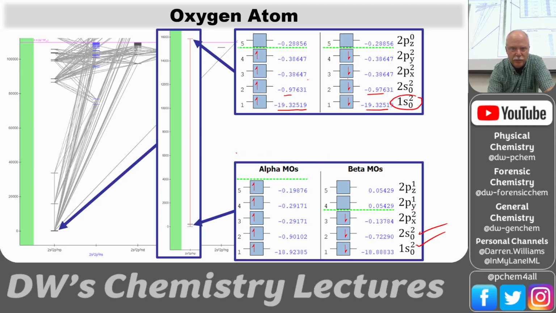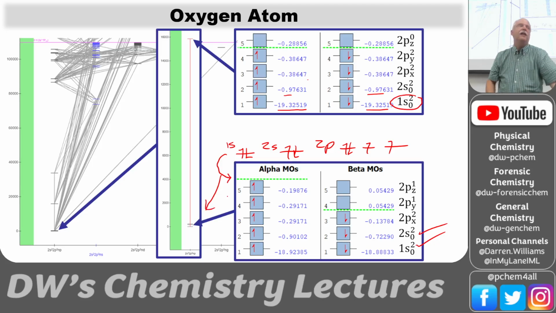If we were to draw this, it would be the 1s spin up down, the 2s up down, and then the 2p, we would fill them like this. Spin up, spin up, spin up, and then we would pair one up. And so that would be oxygen. That's the ground state electron configuration for oxygen. And sure enough, in the Grotrian diagram, that's what we see.